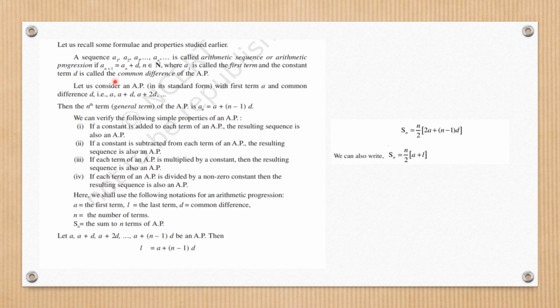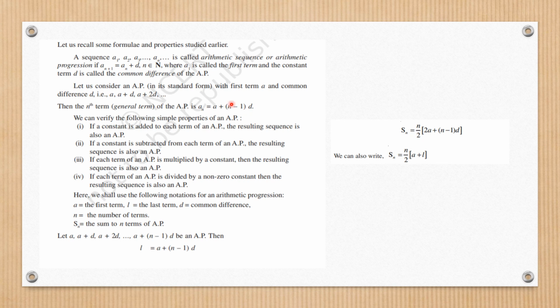and constant term is your d, that is called as common difference of the AP. Okay, also we studied if it is having a first term as a, common difference as d, then the general AP is of the form a, a plus d, a plus 2d, and so on. Okay, and the nth term of AP is given by an is equal to a plus n minus 1 d.